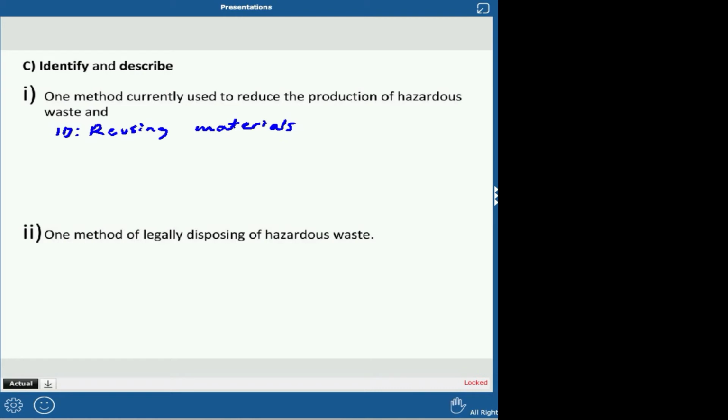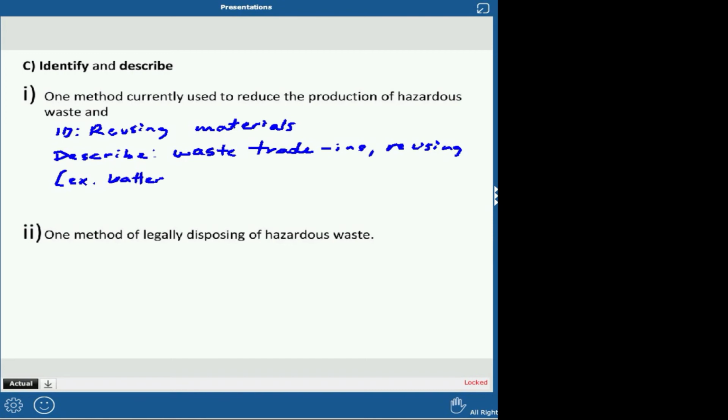And then to describe it, we could talk about how you can reuse batteries, like rechargeable batteries. We could talk about using the waste for something else. We could talk about how a lot of places accept trade-ins for hazardous waste and then you recycle it, right? So we could do waste trade-ins. Reusing, example would be batteries, or using waste for something else. When they say one man's trash is another man's treasure.